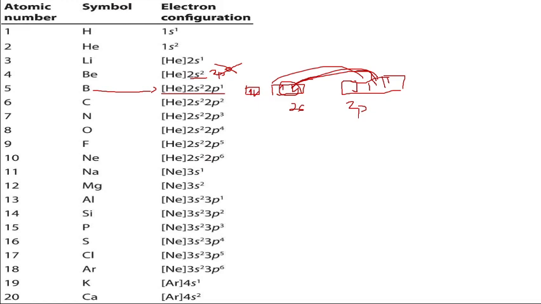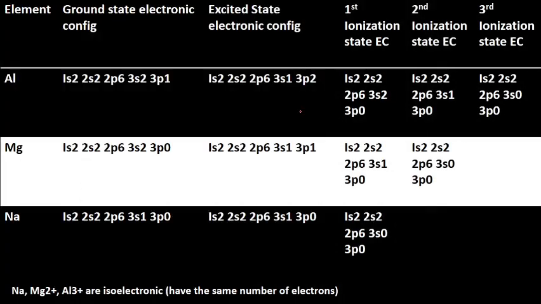But if they ask you to write what we call ionization state electronic configuration, for example, look at boron. It has 3 electrons in the outermost shell. That is to say, the electrons in the outermost shell are 3. So you will knock them out one after the other. If you knock out the first electron here, the electronic configuration will become what? 1s2, 2s2. If you knock out the second one, it will become 1s2, 2s1. Are you getting me? That's the difference between excitation electronic configuration and what? Ionization electronic configuration. It goes like that.